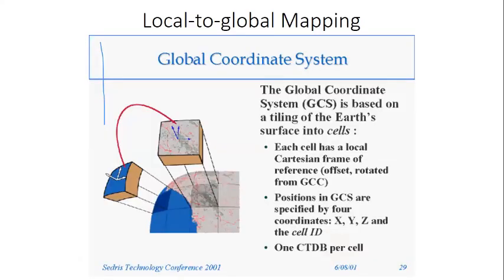Now, the global coordinate system, which of course we have mentioned before, is the GCS, is based on the tiling of the Earth's surface into cells. Each cell has a local Cartesian frame of reference. Positions in the GCS are specified by 4 coordinates, X, Y, Z, and the cell ID. You can see the diagram there. Each positioning is characterized by 4 coordinates, like I've said, the X, the Y, the Z, and the cell ID.